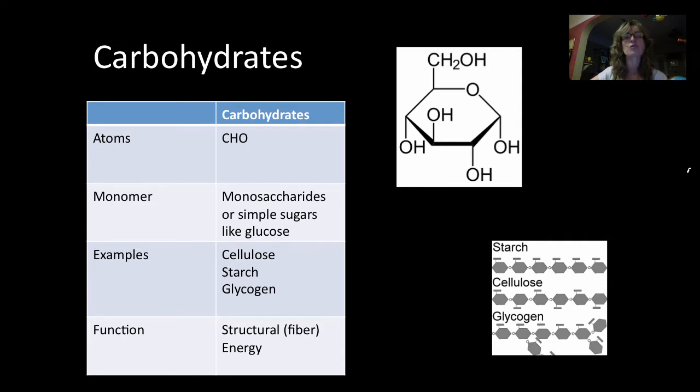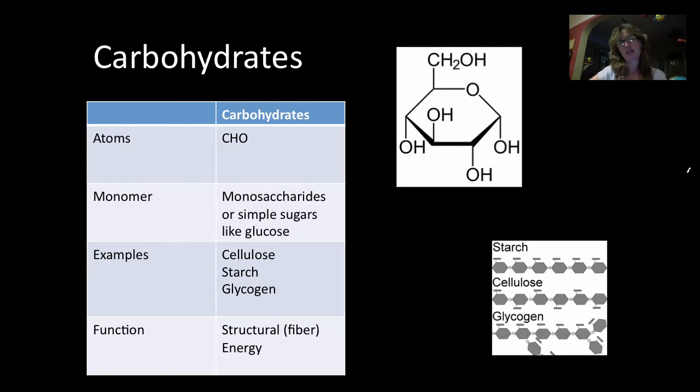As you know from building your models, the atoms found in carbohydrates are carbon, hydrogen, and oxygen. These atoms are used to assemble the monomer called a monosaccharide, mono meaning one, saccharide meaning sugar. These monosaccharides are also known as simple sugars, such as glucose and fructose.